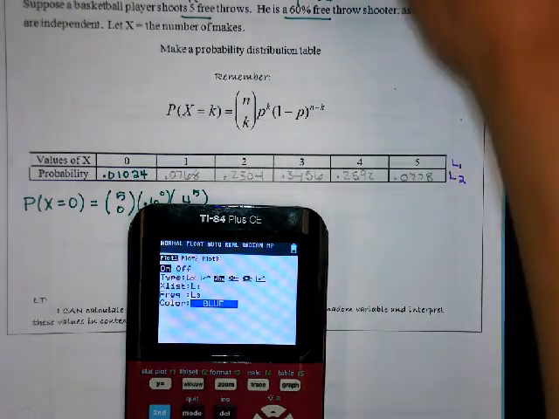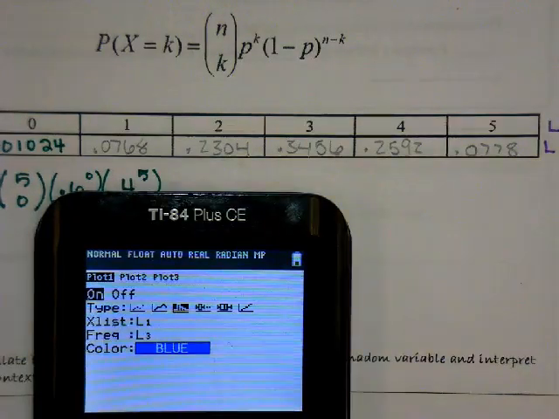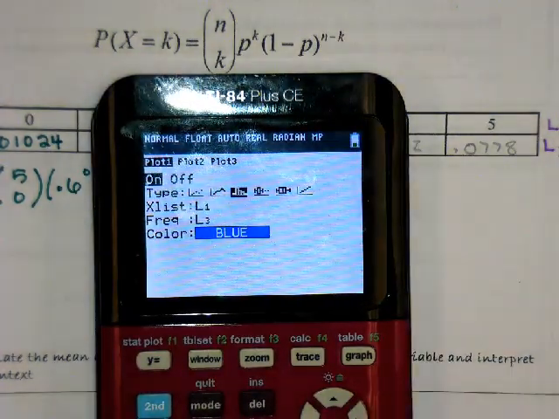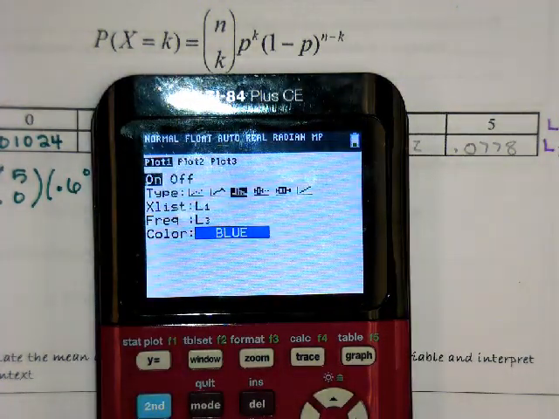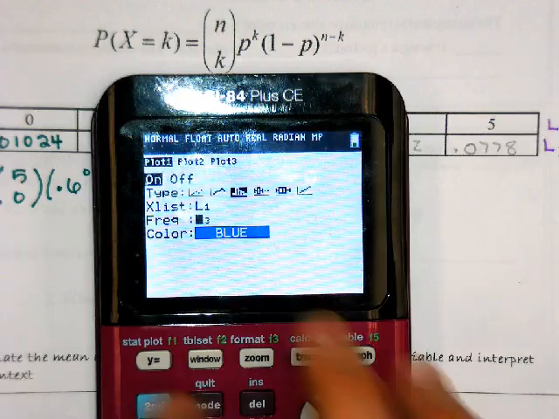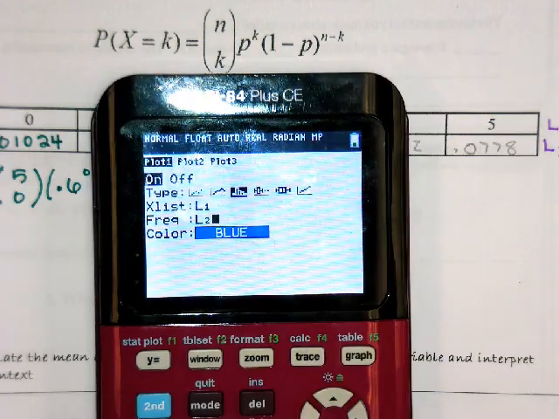And then we're going to pick that third icon, the one that I have highlighted. X list is list 1. And then you want your frequency to be list 2. Should look like that. And then we're going to hit graph.